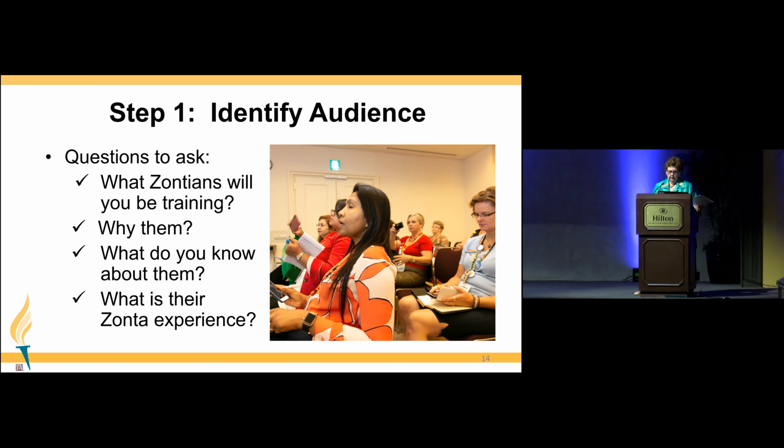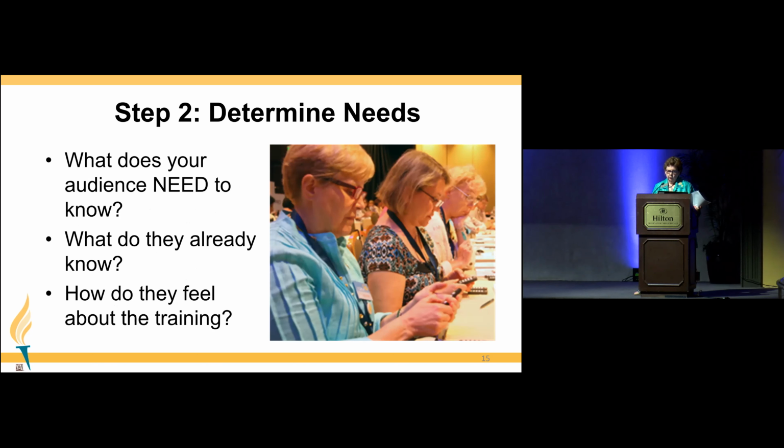Then you're going to determine their needs. What does your audience need to know? What do they already know? How do they feel about their training? Can they even spell Zonta? You know, you've got to get down to it here and find out what you're dealing with. Do they want to be trained? They may think they're doing everything perfectly well. Does your scenario even think they need to be trained?